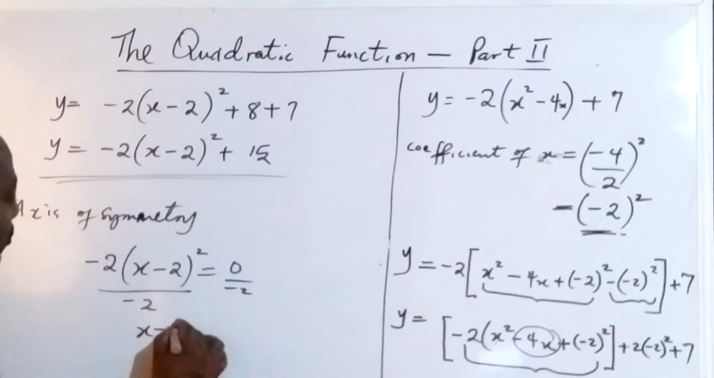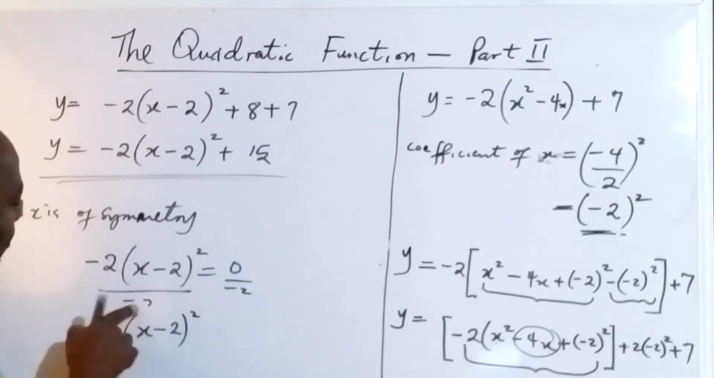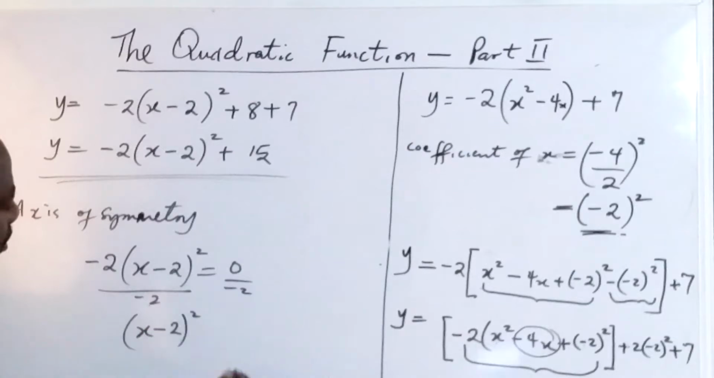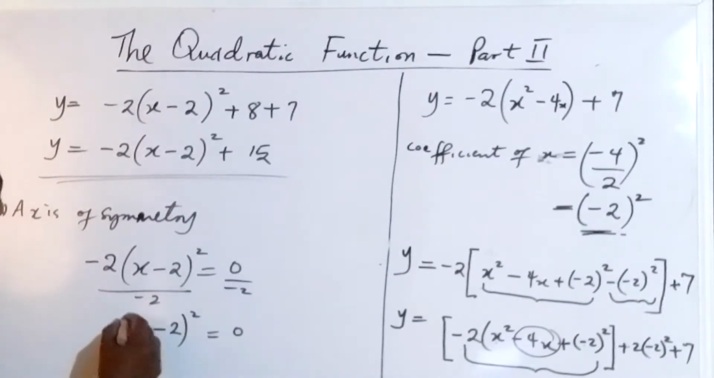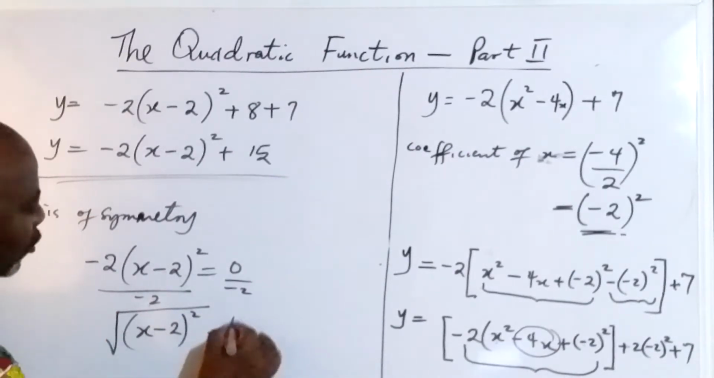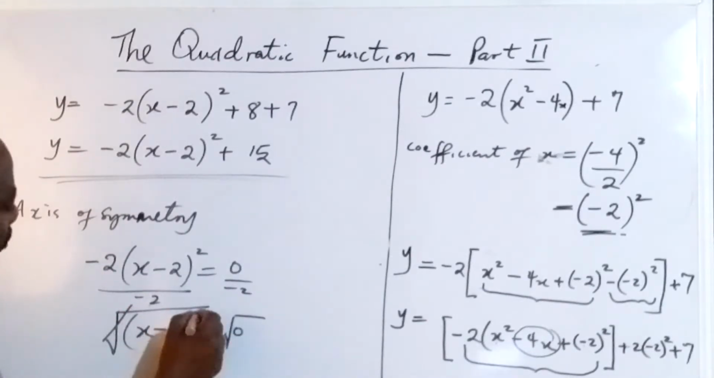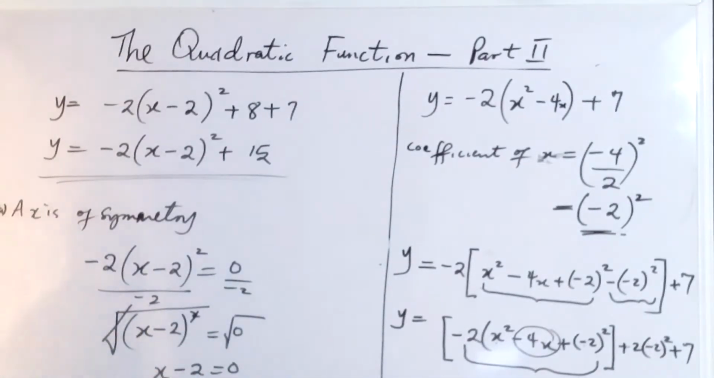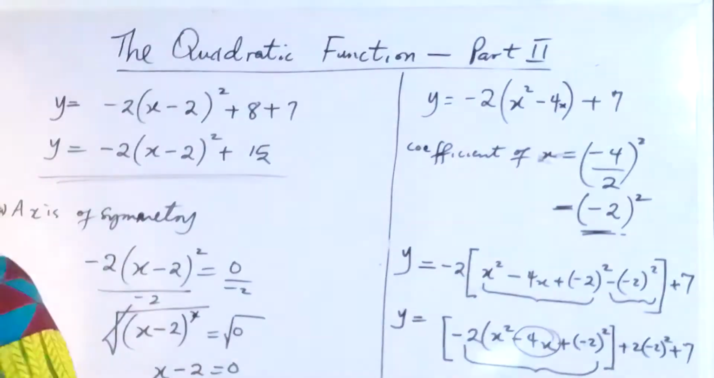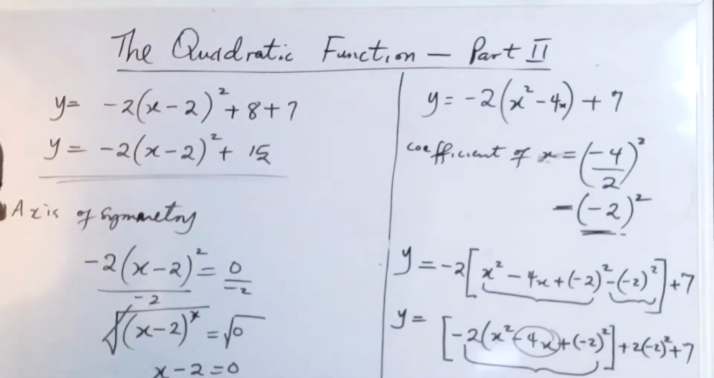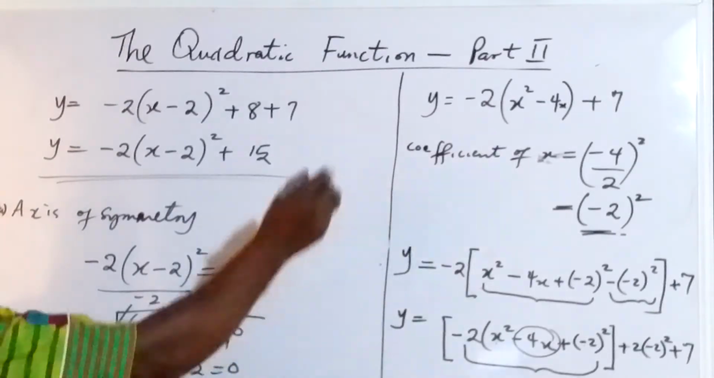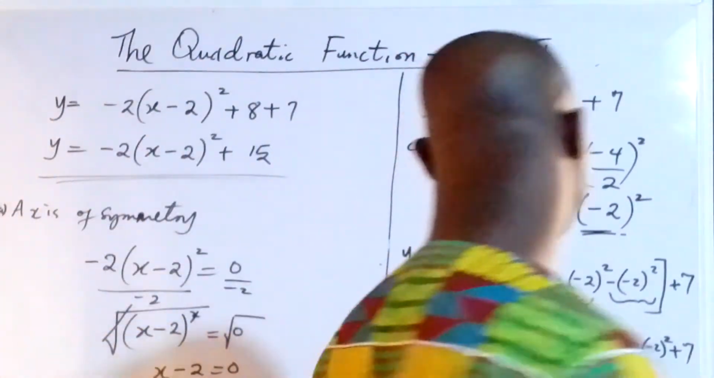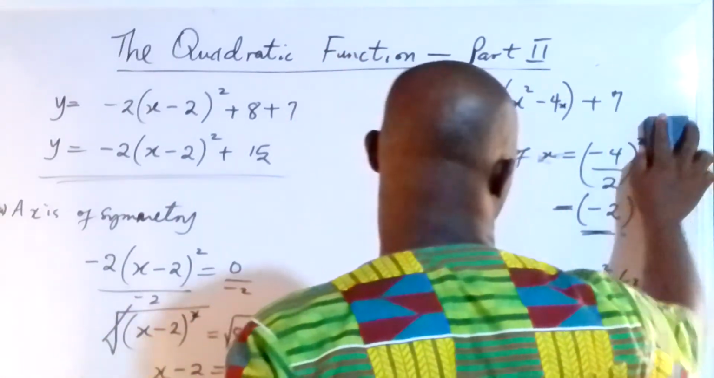That will give me x minus 2 squared equal to 0. And then taking the square root of both sides, so square roots and square will go. I have x minus 2 equal to 0. So x gives me 2. So that will be the value of the axis of symmetry, x equal 2. So from here, let's find the maximum or minimum value.